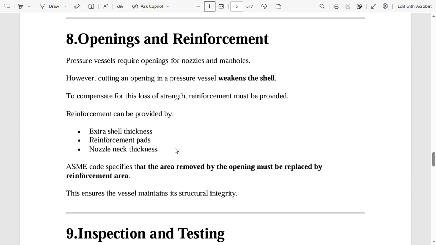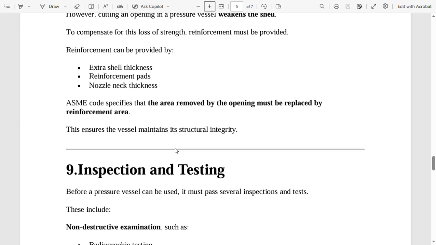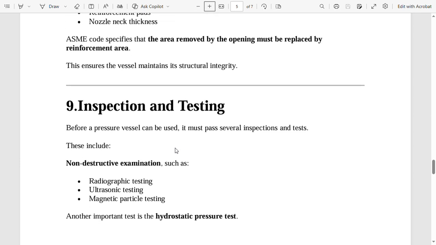Then next is openings and reinforcement. Pressure vessels require openings for nozzles and manholes. However, cutting an opening in a pressure vessel weakens the shell. To compensate for this loss of strength, reinforcement must be provided. Reinforcement can be provided by extra shell thickness, reinforcement pads, nozzle neck thickness. ASME code specifies that the area removed by the opening must be replaced by reinforcement area. This ensures the vessel maintains its structural integrity.